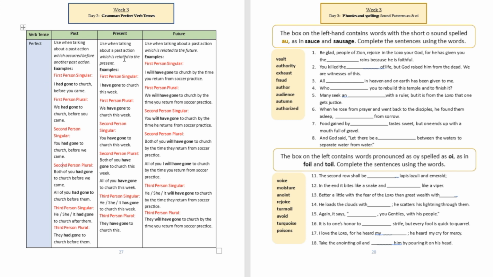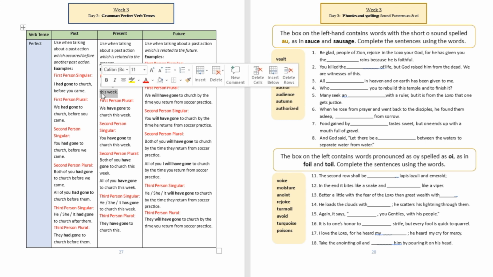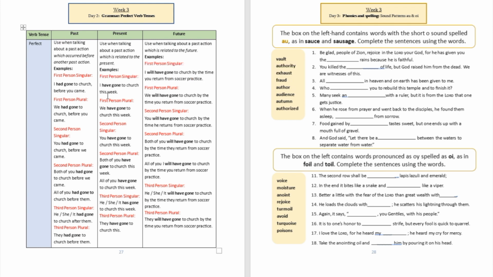Now, the present perfect is used when talking about a past action which is related to the present. So, I have gone to church this week. That's going to be another example. Did you see the difference between have here and had? Had is relating to a past action before you came, but this one is relating to a present action, something that occurs regularly. I have gone to church this week, all right?